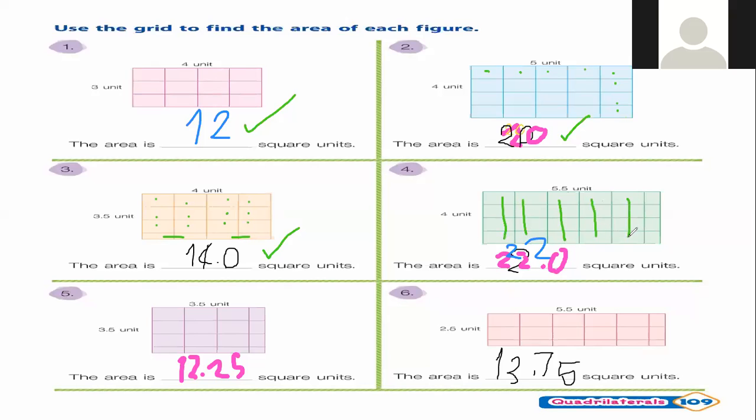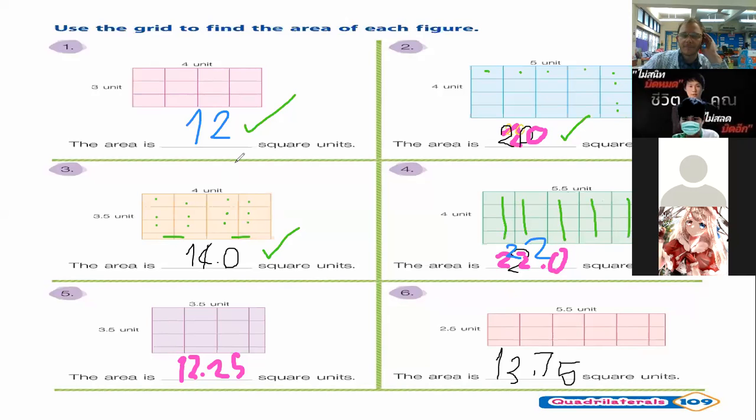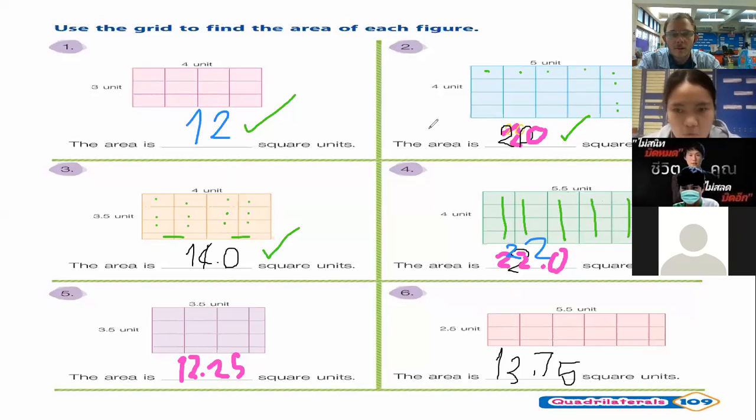16, 20. Again, Tantan, sorry, what do you say? Oh, no, teacher, nothing. Go ahead. And the next one, so here we have 4, 8, 12, 16, 20, 21, 22.